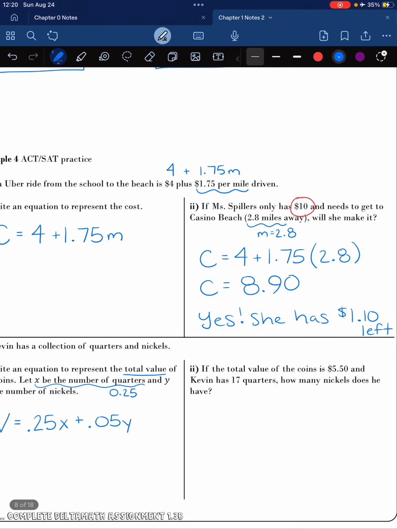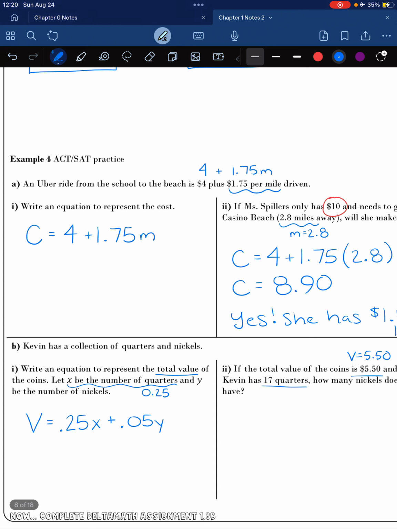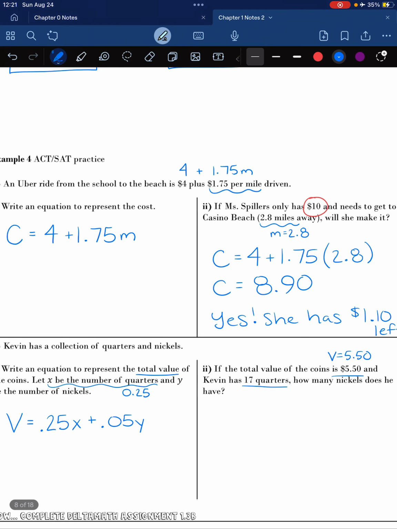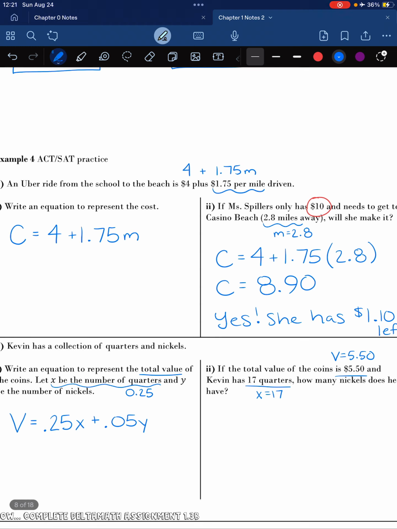What do I need to do with that? If the total value is $5.50, okay, so this is V. Kevin has 17 quarters. Was quarters X or Y? Let's check. Quarters was X. So X is 17. How many nickels? Okay, well, I have my equation. Let's go ahead and I have some variables defined here. So 5.50 for V equals 0.25 times, we said that X was 17.